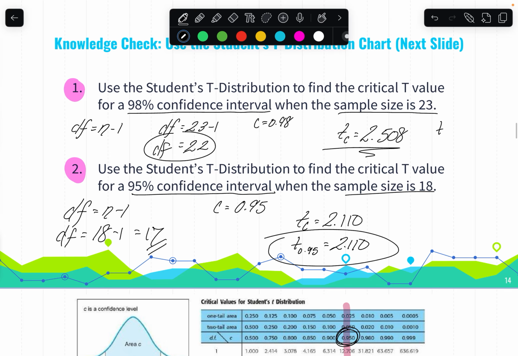If you were to be given this problem on the exam, they're going to really only focus on what number you get from the chart. So just for consistency's sake, we're going to write that out as t critical 0.95 as 2.110.